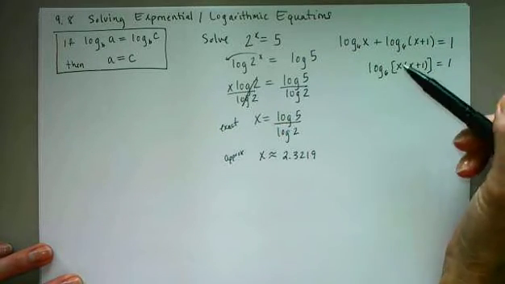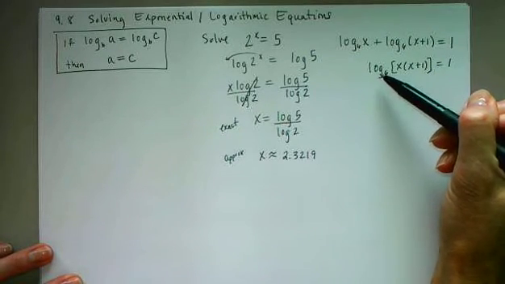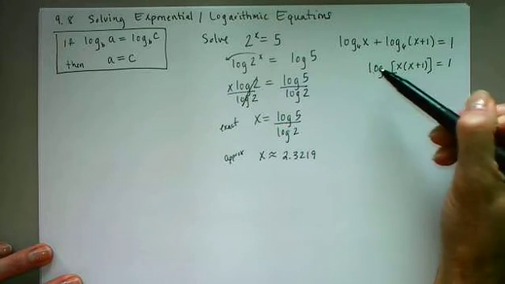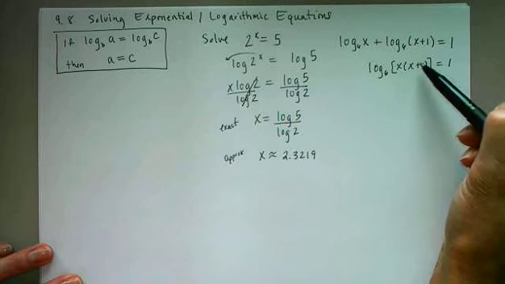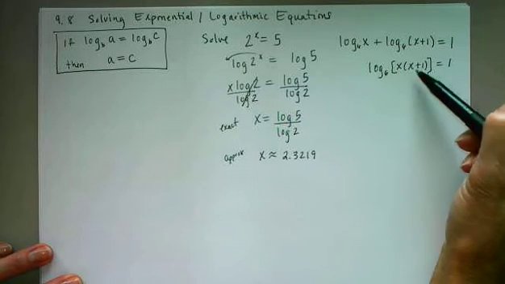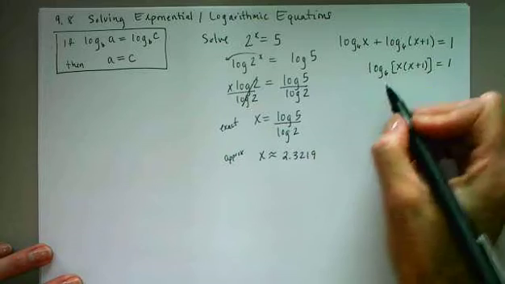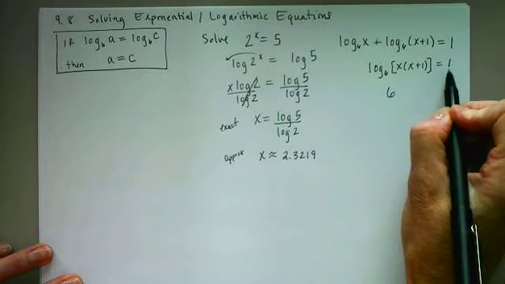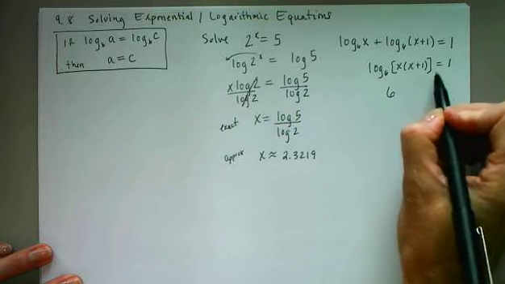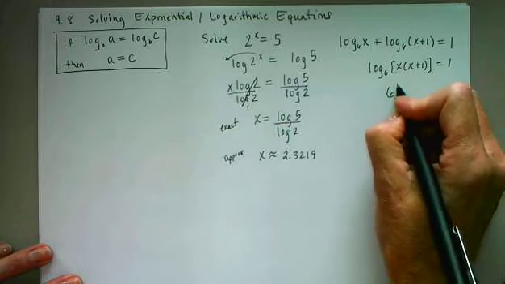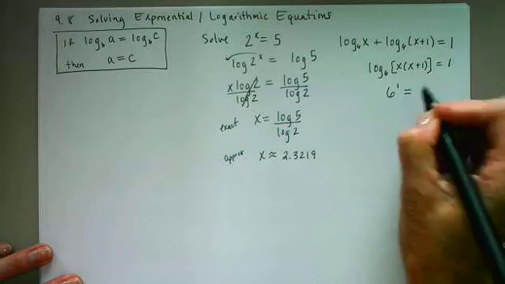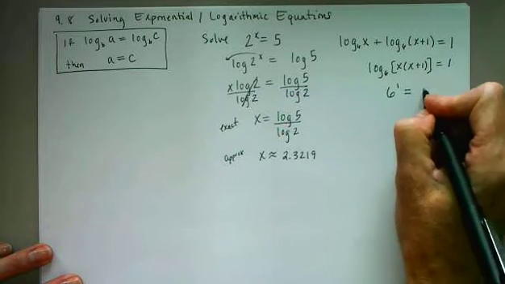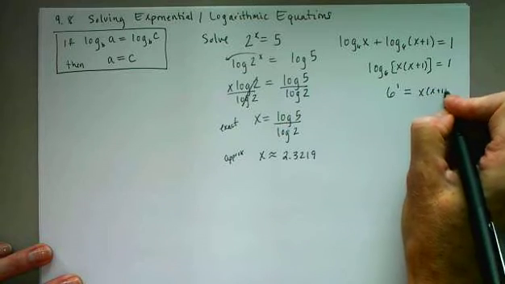Now that I only have a log on one side, we've actually done this before, I can now convert that to exponential and get rid of the log, which gets the variables out. Right now they're locked up inside this log. So my base is 6, right here's my base. My exponent is what the log is equal to. So I have 6 raised to the first power equals, and my answer is what you're taking the log of. So I have that x times x plus 1.